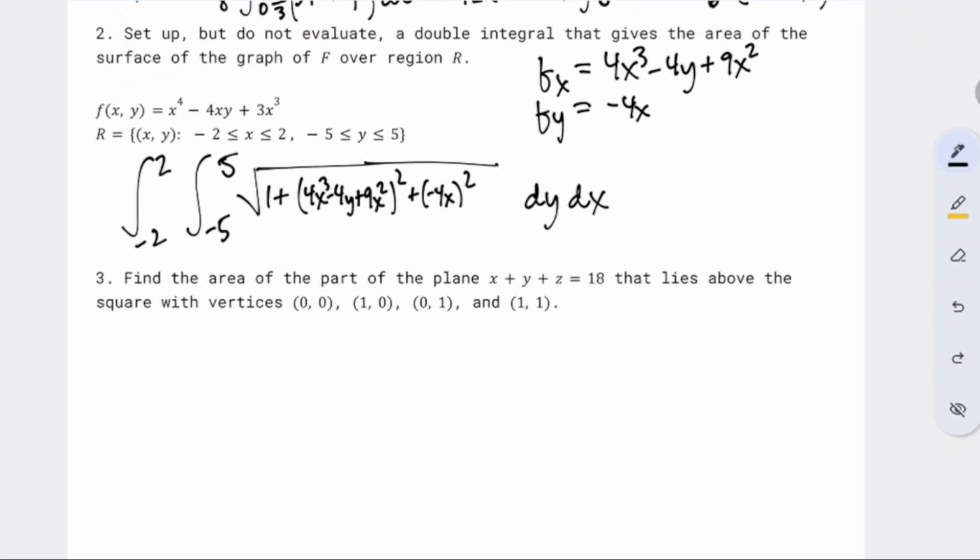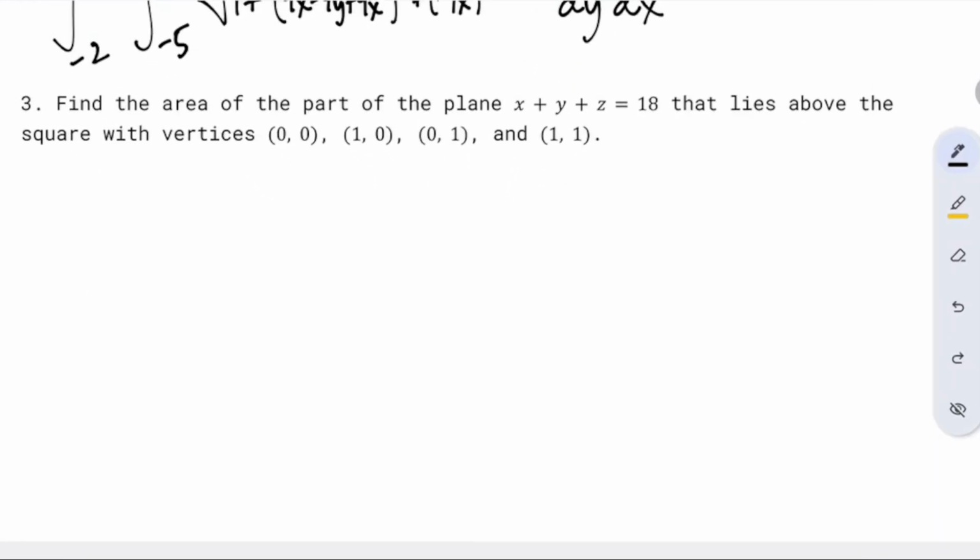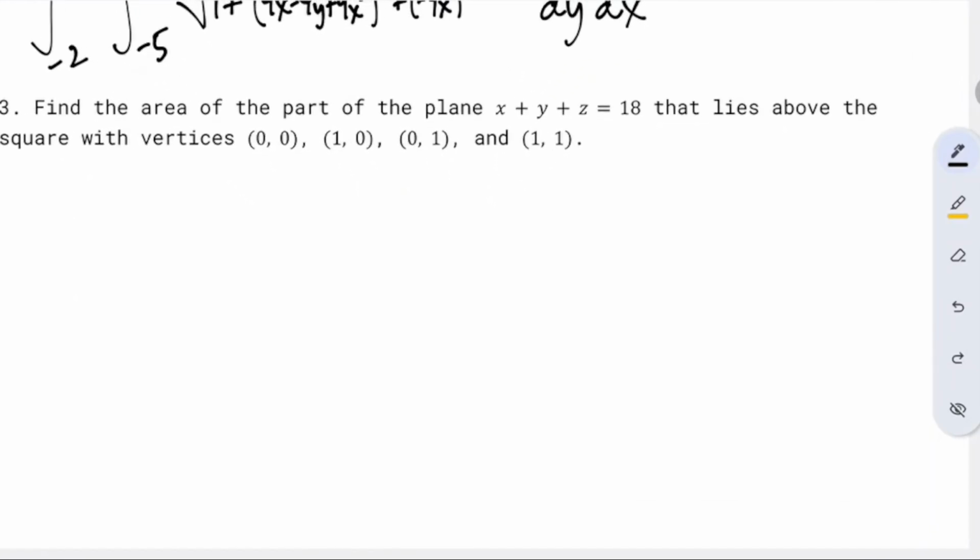Let's just keep going. Find the area of the part of the plane that lies above the square. Yes, I really like these problems. There might be a better way to do them, like with geometry or something, but the double integral technique, I think it's pretty nice because it's very computable. So what we're going to want to do is get z as a function of x and y. So that's going to be 18 minus x minus y. So my partials are going to be -1 and -1.